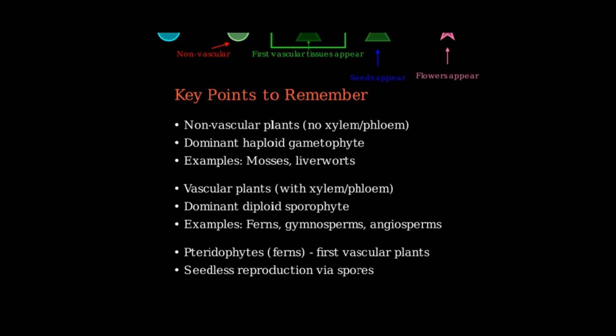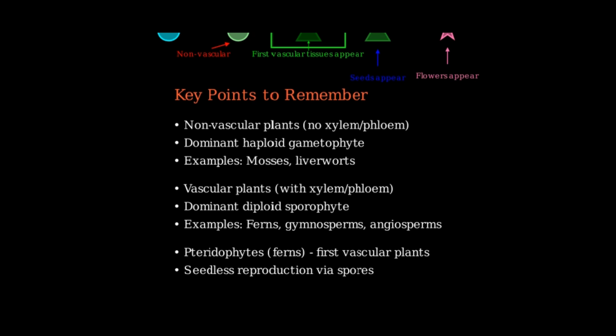Bryophytes are non-vascular plants that lack xylem and phloem tissues. They have a dominant haploid gametophyte stage. Examples include mosses and liverworts. Tracheophytes are vascular plants with xylem and phloem tissues. They have a dominant diploid sporophyte stage. Examples include ferns, gymnosperms, and angiosperms.